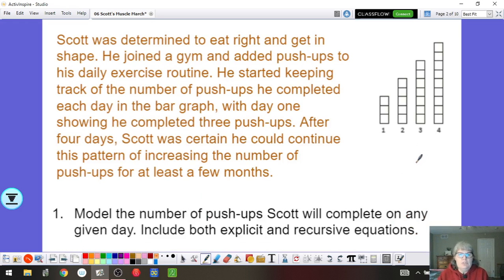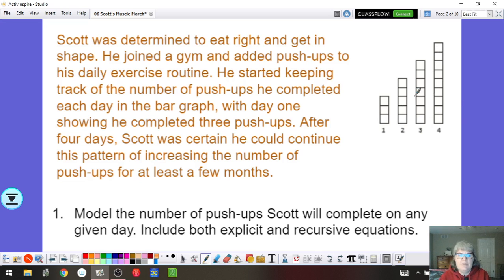So here's our situation today. Scott was determined to eat right and get in shape. He joined a gym and added push-ups to his daily exercise routine. He started keeping track of the number of push-ups he completed each day in the bar graph, with day 1 showing he completed 3 push-ups. After 4 days, Scott was certain he could continue this pattern of increasing the number of push-ups for at least a few months. So we have day 1 has 3 push-ups, day 2 has 5, day 3 has 7, and day 4 has 9 push-ups.